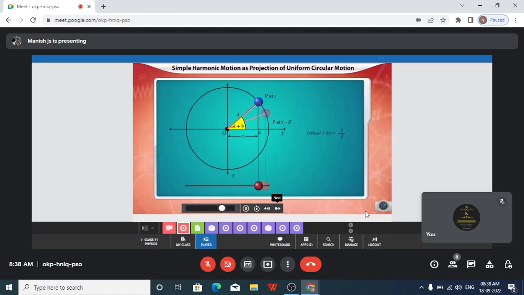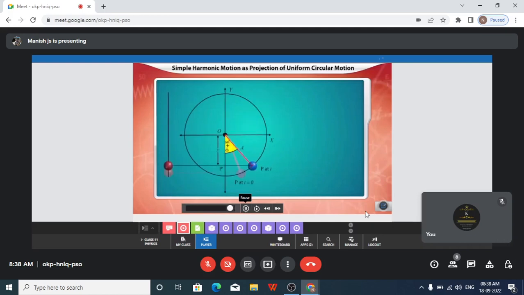Using trigonometry, we know that cos of an angle equals adjacent side divided by hypotenuse. Rearranging the equation, we get the displacement as a sinusoidal function of time, which is the defining equation of simple harmonic motion. If the projection of motion of the rod is taken along the y-axis, the displacement of the point P dash on the y-axis will be given by this equation.